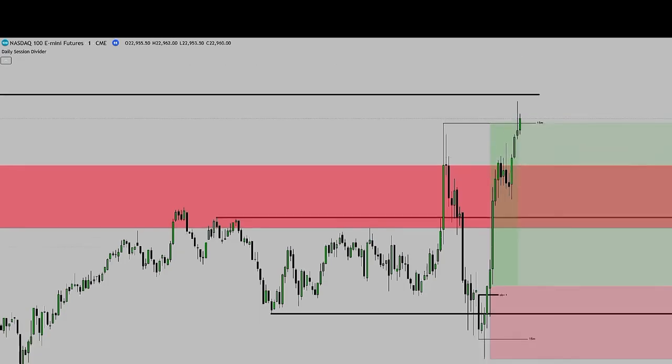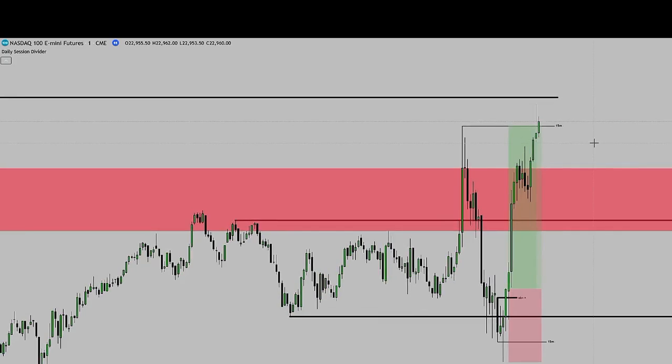And it looks like we hit the highs right there. That would have given you a beautiful 66-point move. And this was on Friday, July 11th. So pretty decent day there.